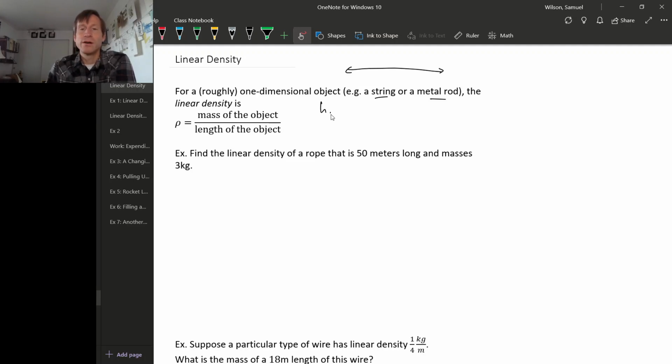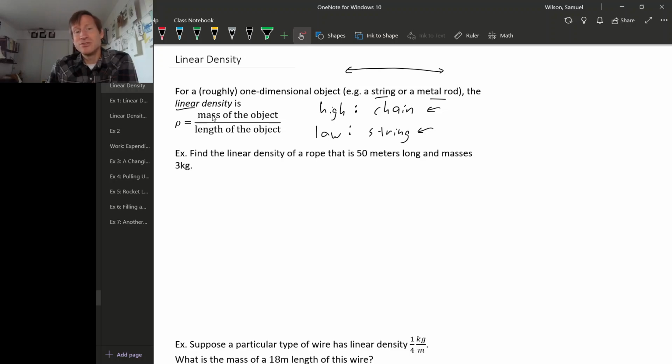An example of something that would have a high linear density is something like a big thick metal chain. Every link in the chain weighs quite a lot because it's made of metal, so it's pretty heavy. An example of something that would have a low linear density is something like a thin piece of string. So if you had a meter of chain, it's going to weigh a lot more than a meter of string. So that's what linear density is.